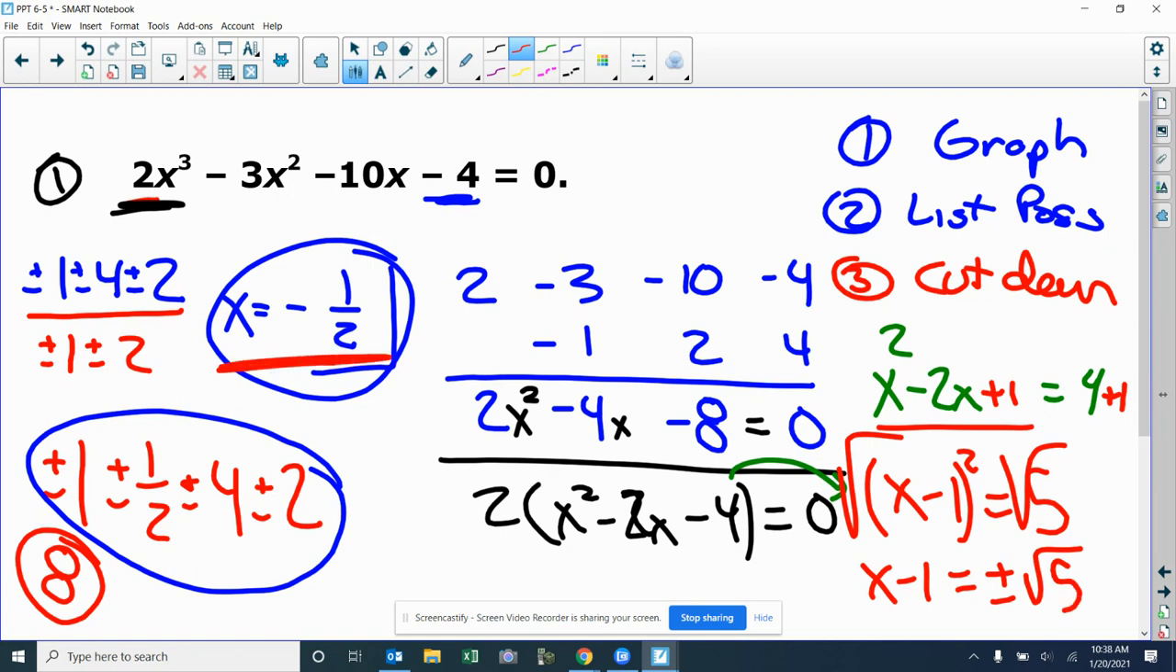Here's my first one. My other 2 are going to be this. I have to take this to the other side. The other one's going to be x equals, if I take 1 to the other side, positive 1 plus or minus square root of 5. Root number 1, root 2, and root 3 of my degree 3 polynomial. There's a lot there.